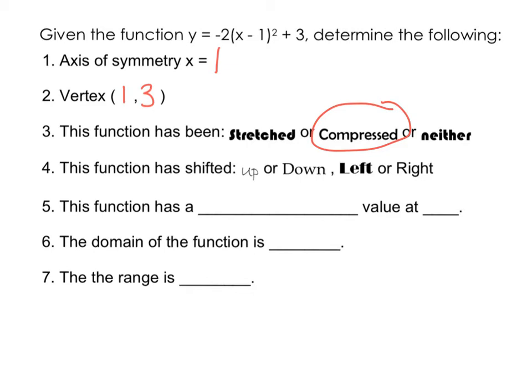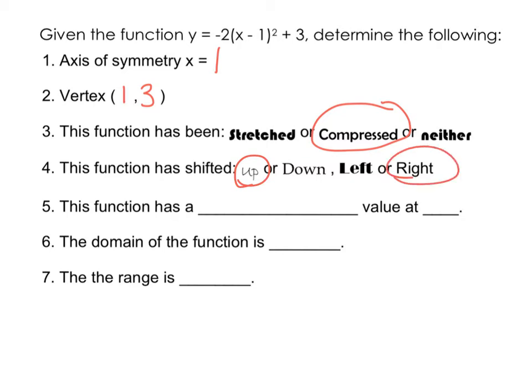Has this function shifted up or down, left or right? So we look at our vertex. The vertex, we've gone to the point (1, 3). So that means we went to the right 1 on the x-axis and we went up 3 spaces on the y-axis. So this is going to be up and to the right.